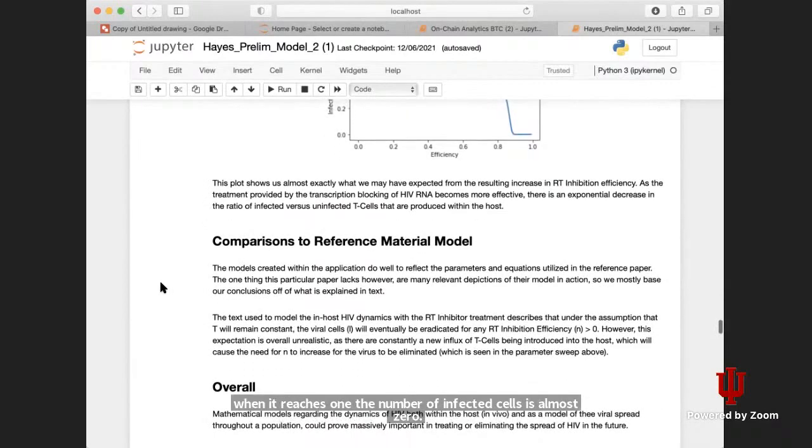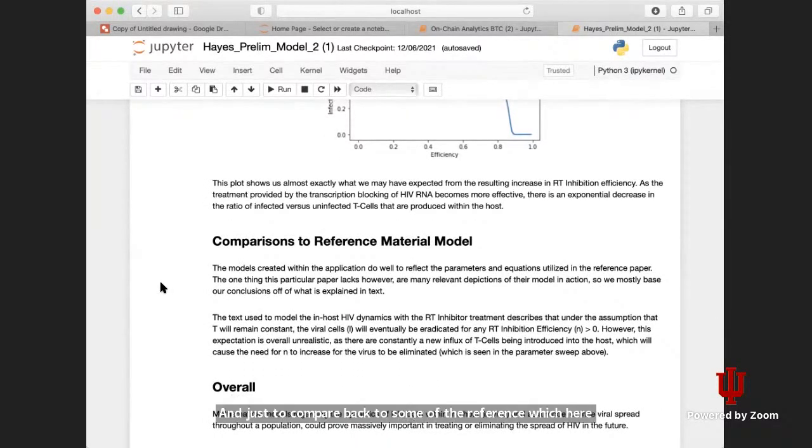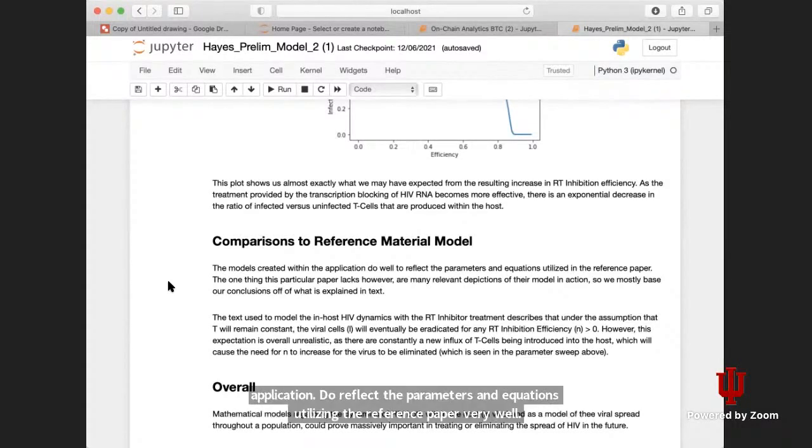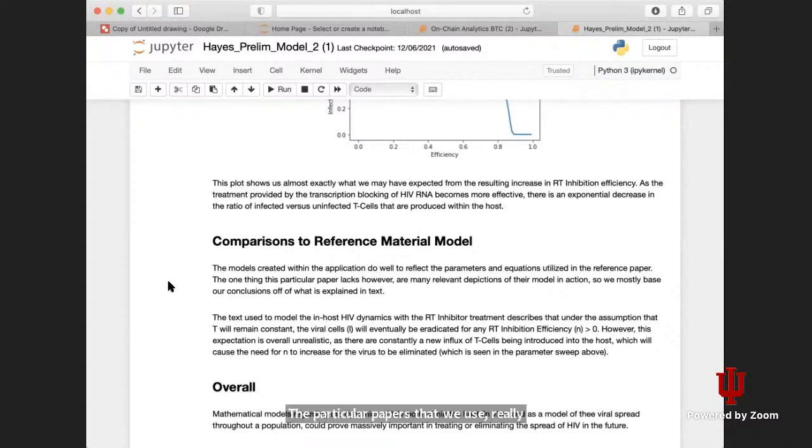And just to compare back to some of the reference material, a lot of the models we created within this application do reflect the parameters and equations utilized in the reference paper very well. The particular papers that we used really lacked a lot of relevant depictions of their model in action and a lot of resulting variables and parameter results and graphs and stuff like that. So we mostly base our conclusions off of what is explained by their text.